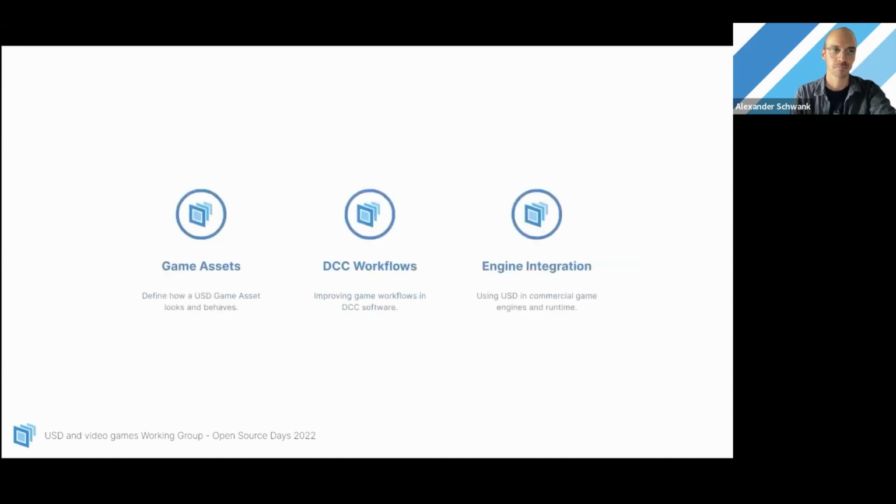There have been a lot of discussions so far around USD in games, and because of them, some common themes have already surfaced. These include game asset definition in USD and how it coincides with the USD asset group, common DCC tool workflow and how we can improve them for game development needs, and game engine integration, both at runtime and in the editor. These are the three common topics we see, but there are many more discussions being had daily.